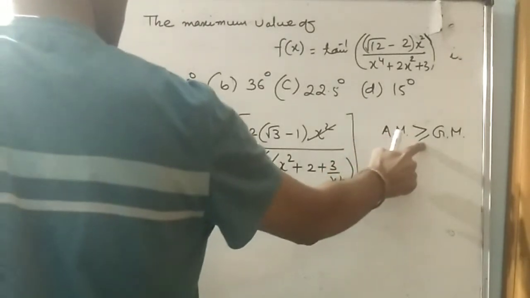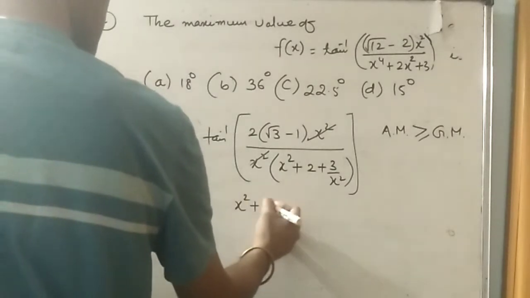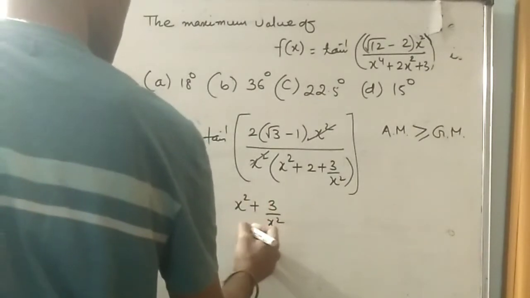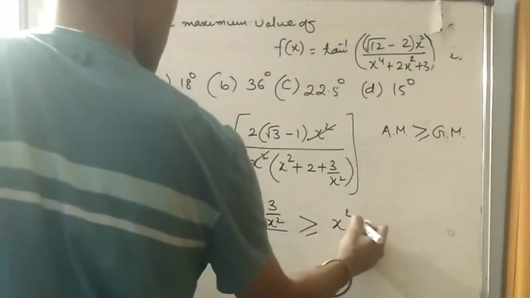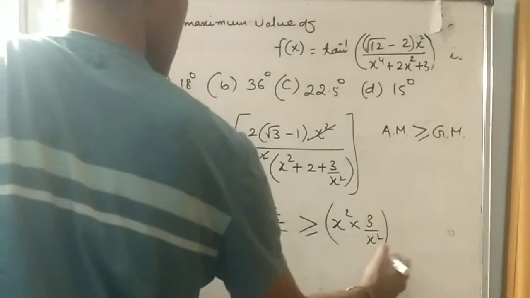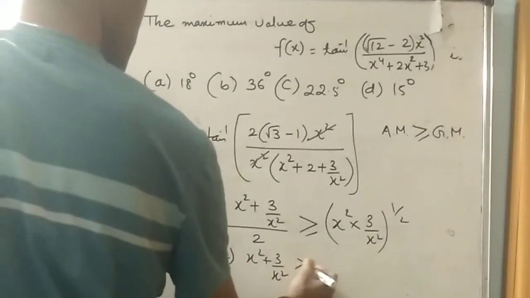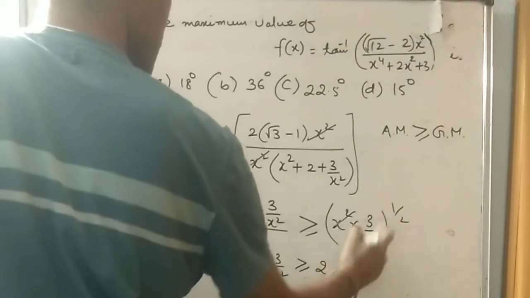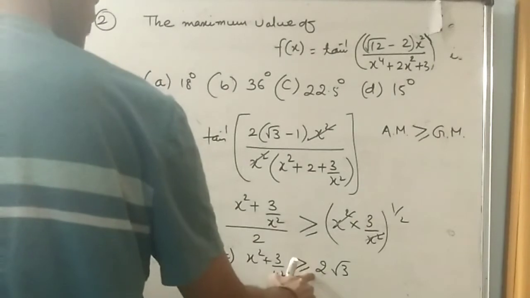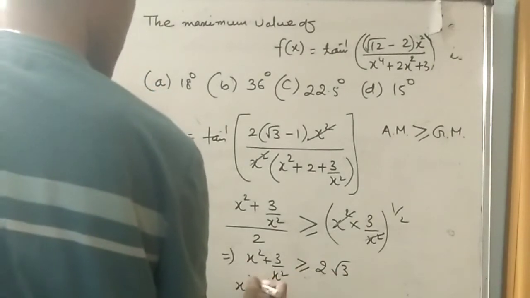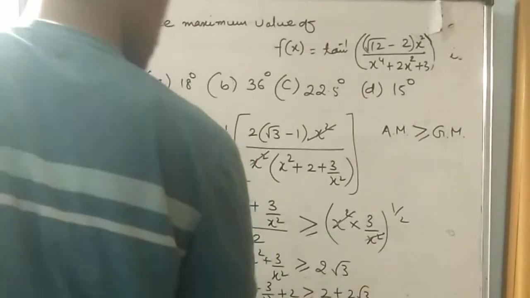We analyze it with the help of arithmetic mean greater than geometric mean, because the smaller the denominator, the bigger the value. So we will say x square plus 3 upon x square divided by 2, these two numbers arithmetically will be greater than or equal to the square root of x square into 3 upon x square, which on further simplification gives us x square plus 3 by x square greater than or equal to 2 into 3 raised to half, that is 2 root 3. Means this x square plus 3 upon x square is always greater than or equal to 2 root 3. We want x square plus 3 upon x square plus 2. This will naturally be greater than or equal to 2 plus 2 root 3. We have added 2 on both sides.